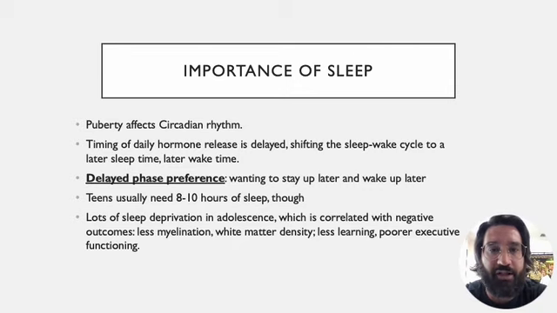And so it's not just that teenagers stay up late because they just want to talk to their friends all night. Part of the reason teenagers like staying up late is because they exhibit what we call a delayed phase preference, which is wanting to stay up later and wake up later. And part of the reason teenagers have this delayed phase preference is because the timing of daily hormone release is delayed in the adolescent period. So it shifts the sleep-wake cycle to a later sleep time and a later wake time.